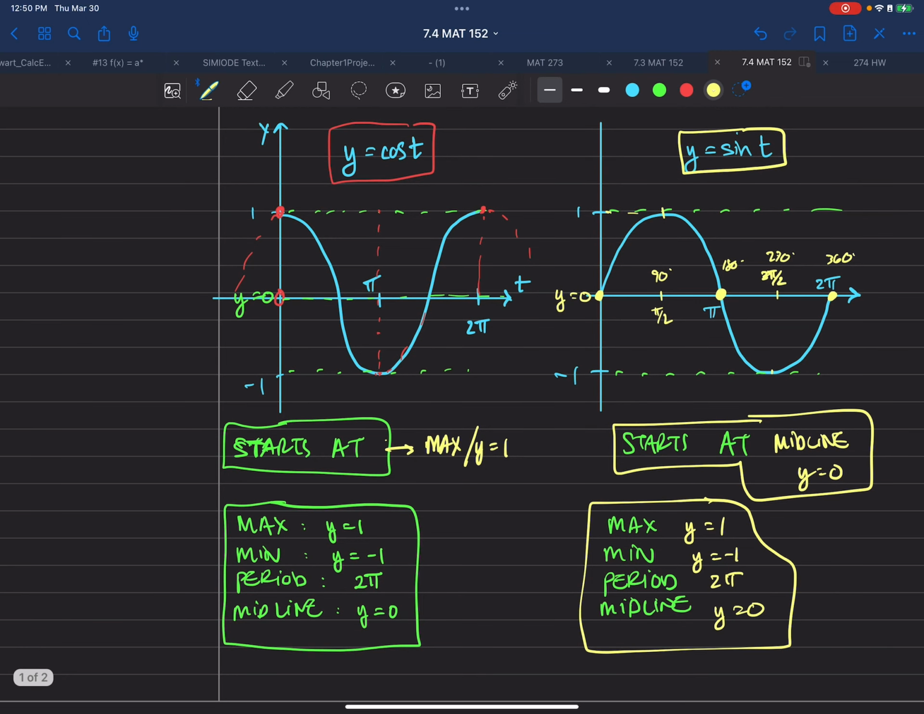Now, when we start messing with these things is when they change, obviously. So what I'll do in the next video is show you how we can stretch these things and flip them and shift them around.